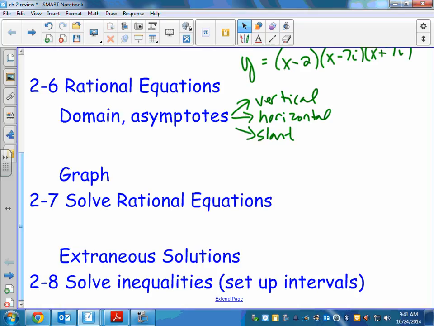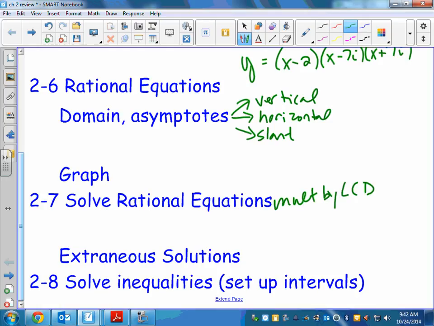2-7, we solved rational equations. We did do some like this that had quadratic answers, so don't think that they should all be factorable on the test, because probably one will be quadratic. But remember, you just find the common denominator and multiply through, so we can say multiply by the least common denominator. Don't forget to check your answers. Probably I'm going to put at least one on there where one of your answers is extraneous, just to see if you remember to check your answers.